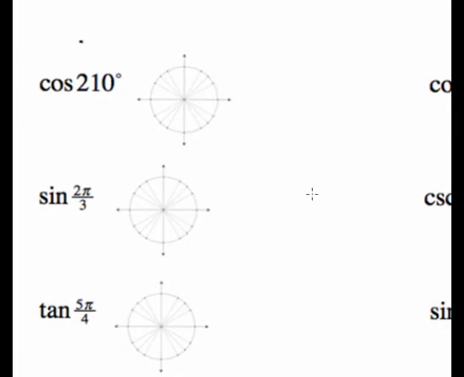So 210. Well, the first thing you've got to do is figure out where the 210 is. So here's your initial angle, and you come up and say, okay, well, 30, 45, 60, 90, and all around here is 180, and then another 30, so a 210 degree angle is right there.